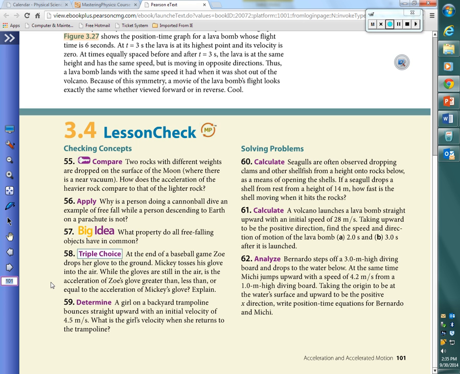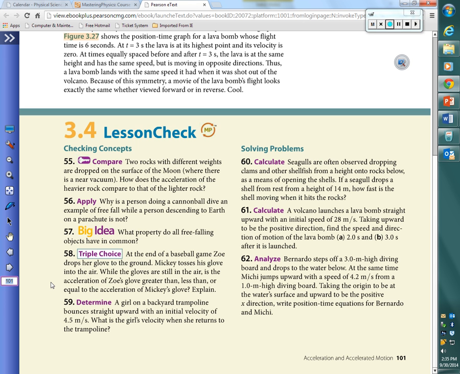56. Why is a person doing a cannonball dive an example of free fall while a person descending to Earth on a parachute is not? Air resistance, right? We said free fall is when we can isolate the effect of gravity and gravity only. For a person doing a cannonball, air resistance is pretty minimal. But for a person on a parachute, air resistance is not minimal. It's actually pretty important. It's how a parachute works.